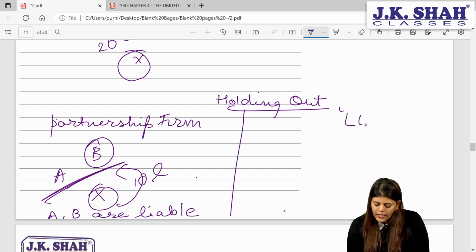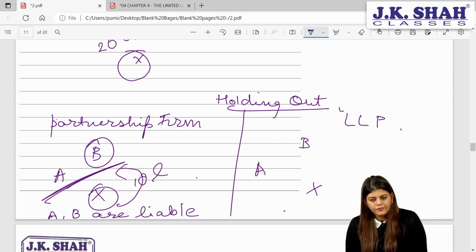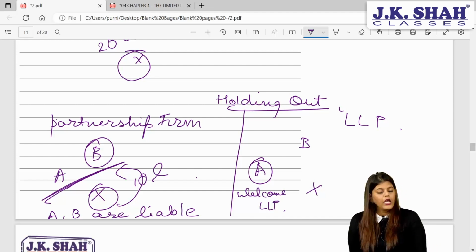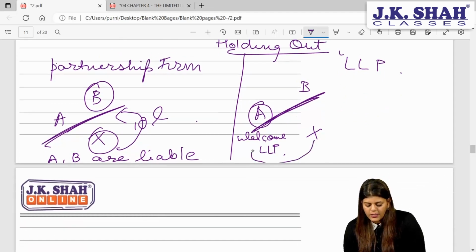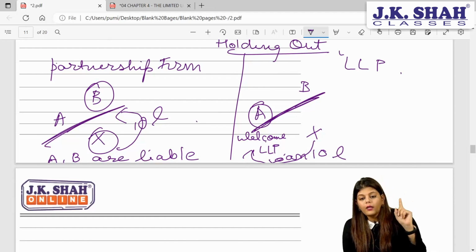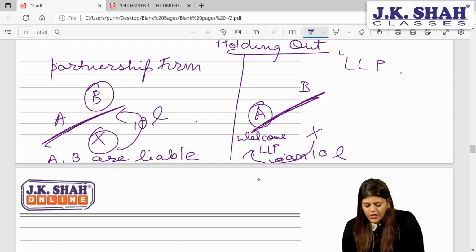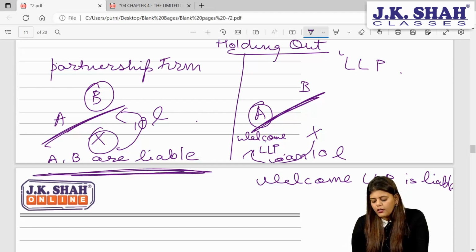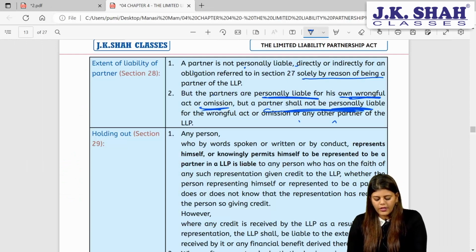Correct? Now, if I talk about LLP here, A, B, X are sitting together. A is already a partner of Welcome LLP. B and X are not related to him. Still, B tells X, you know what? I am A's partner in Welcome LLP. A again keeps quiet. He's neither deaf nor dumb, still he keeps quiet. So, X obviously will assume that they both are partners of Welcome LLP. Thinking that, X gives a loan of 10 lakhs to Welcome LLP and Welcome LLP accepts it. So here, Welcome LLP is liable. Later on they can't say, we don't know who on earth is B. But why did you accept the benefit? You did accept the loan, so you are liable to pay for it. So here partners are liable, here LLP is liable. That is your holding out.